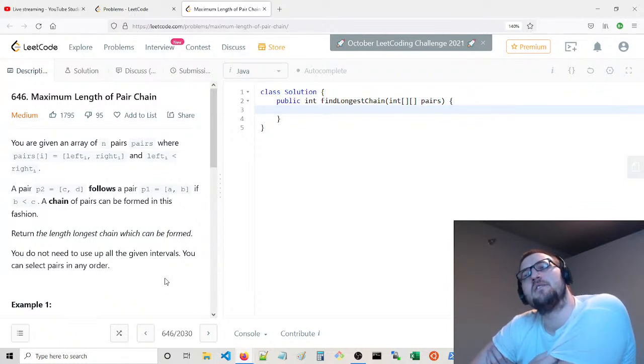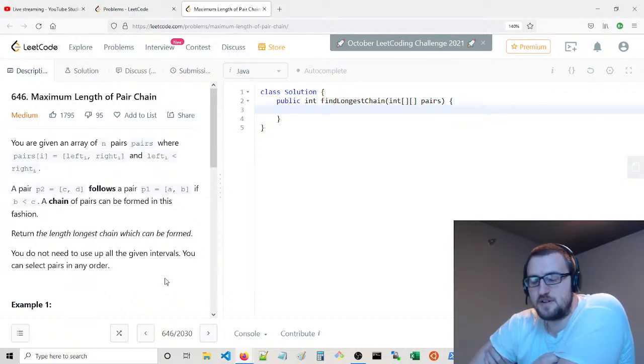So it's the largest subset of intervals that don't overlap. Yeah, that's pretty much what we're looking at here.